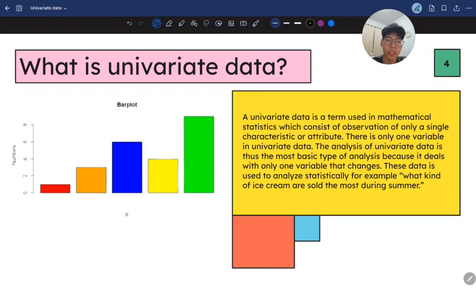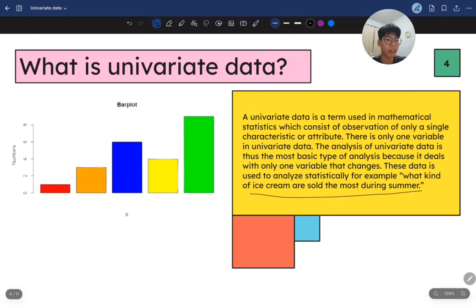So this might sound complicated, but univariate data is just data that only analyzes one characteristic or one variable. So when we want to know what kind of ice cream is sold most during summer, we're only going to find what kind of flavor is sold the most. But if the question is what kind of flavor is most liked by males, then there are two things, male and flavor, which are two variables.